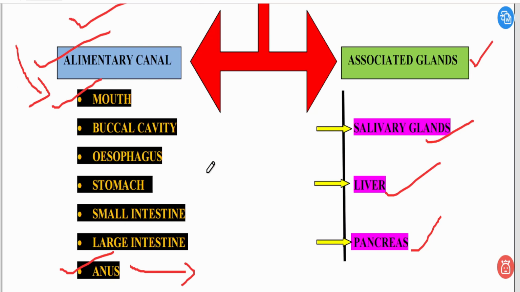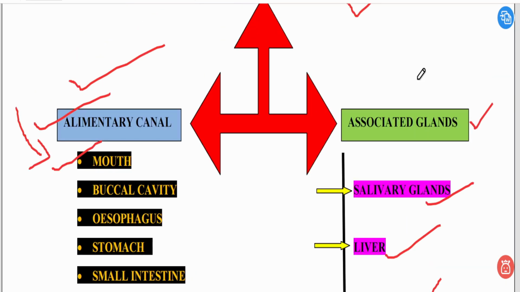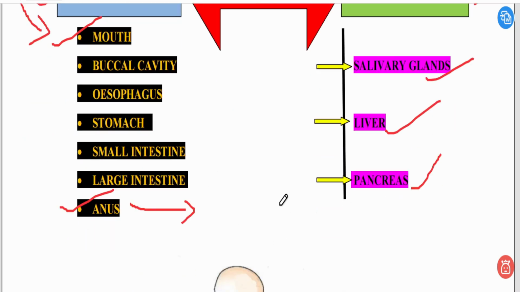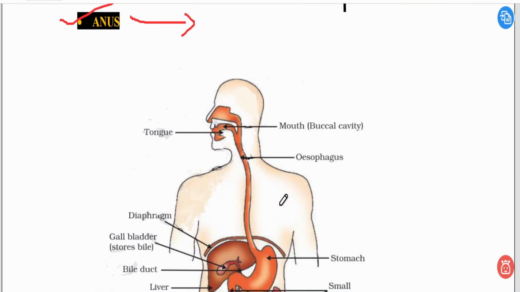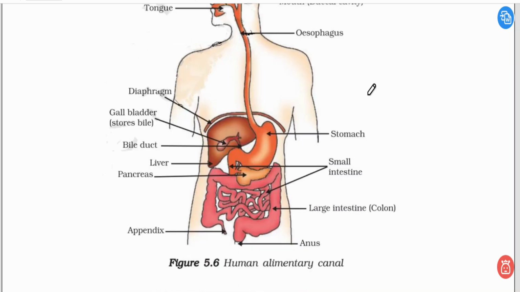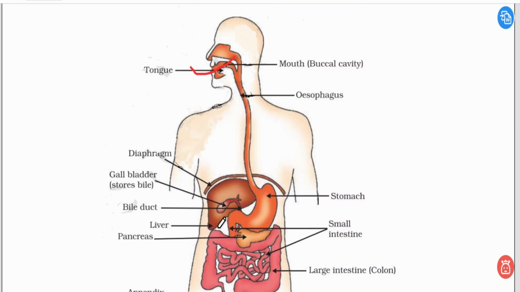Now let me help you to study in more detail. Okay, now let us move to the diagram. As you can see, the human alimentary canal right from the mouth till the anus. Here you can see the liver and the pancreas, those are the associated glands. Here you can find the salivary gland inside the buccal cavity. Now this is the complete diagram of the human alimentary canal.